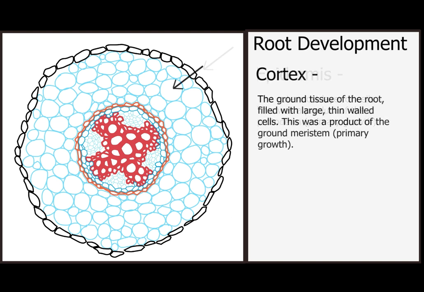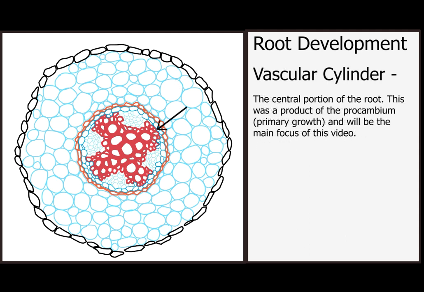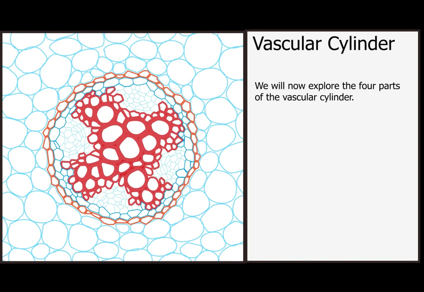The layer inside of the epidermis is the cortex, the ground tissue of the root, which is filled with large, thin-walled cells. The cortex was the product of ground meristem. The vascular cylinder on the interior of the root, this is the central portion of the root. This was the product of the procambium and will be the main focus of this video. We'll now explore the 4 parts of the vascular cylinder.